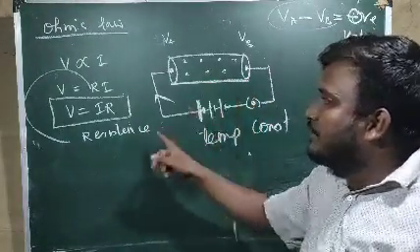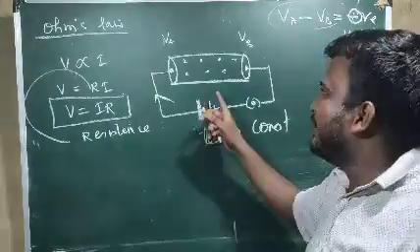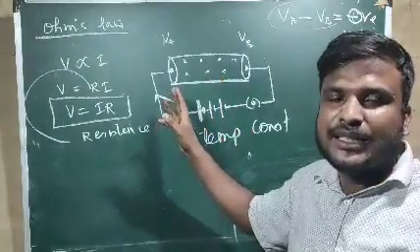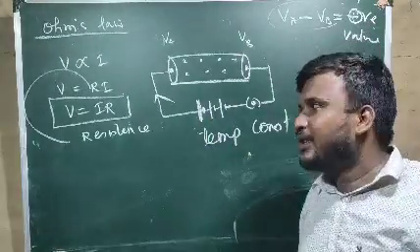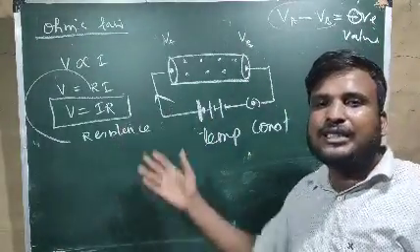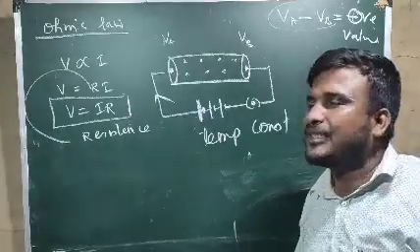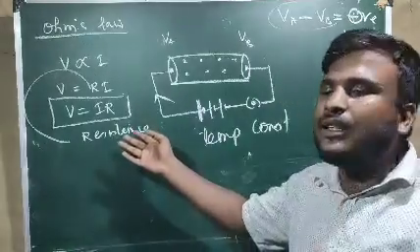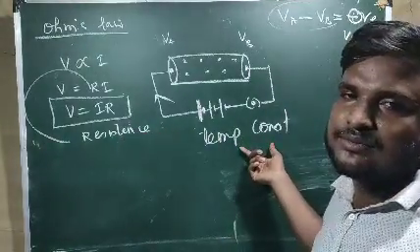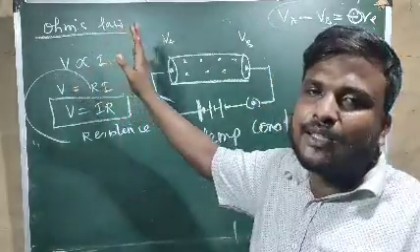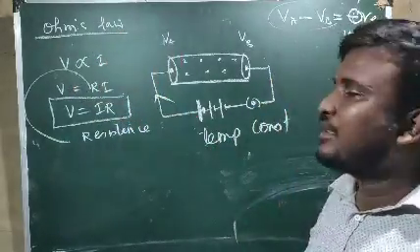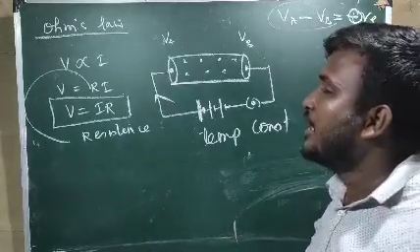So the more the collision, the more the resistance. The less the collision, the less the resistance. That means resistance is proportional to temperature. If you increase the temperature, resistance will be more; if you decrease the temperature, resistance will be less. So resistance will remain constant only when temperature remains constant, and this proportionality will be valid only when temperature remains constant. I hope you have understood.